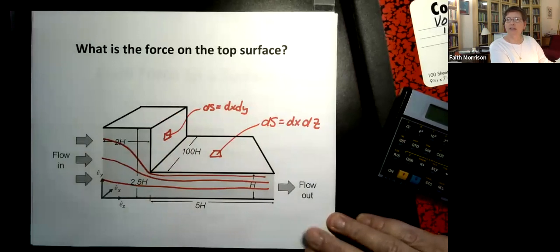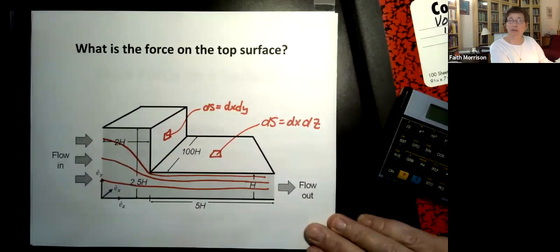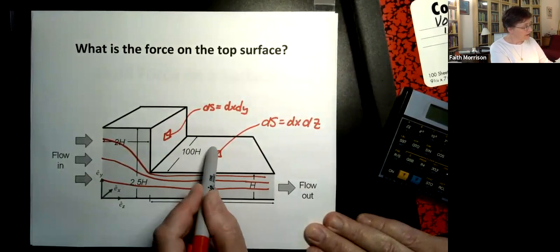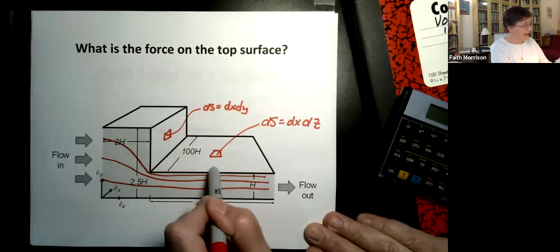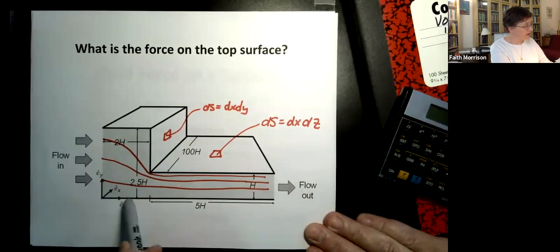This is the kind of engineering quantity we might be interested in. We have a fluid that's creating forces on the top and bottom surfaces. And we'd like to be able to determine what the force is as a function of the parameters of the flow. So what we're going to do is divide up the surface, and we've chosen a coordinate system for doing the calculations.